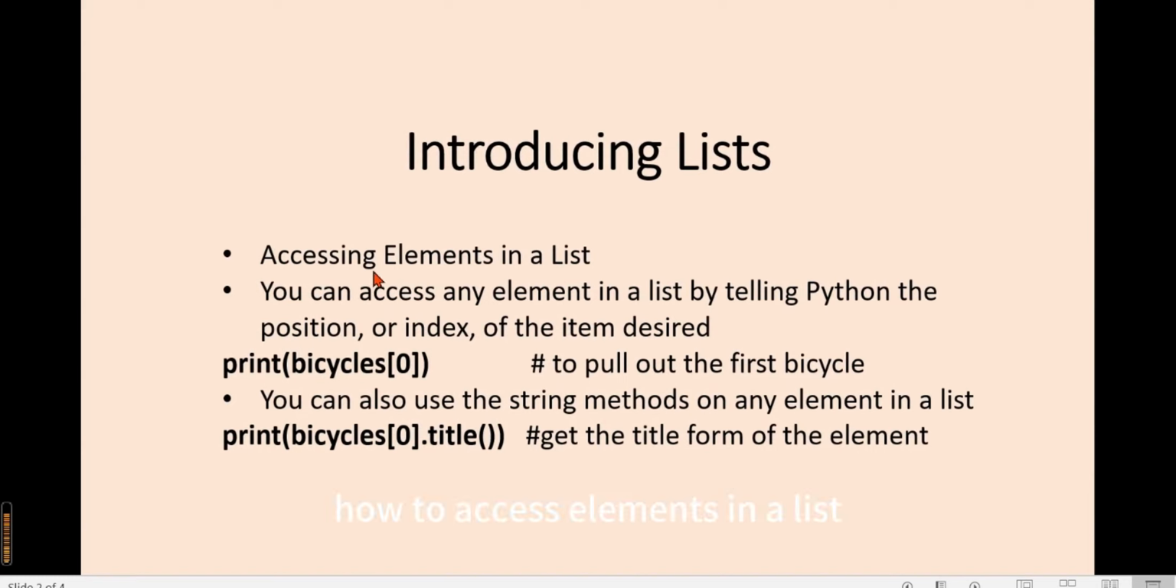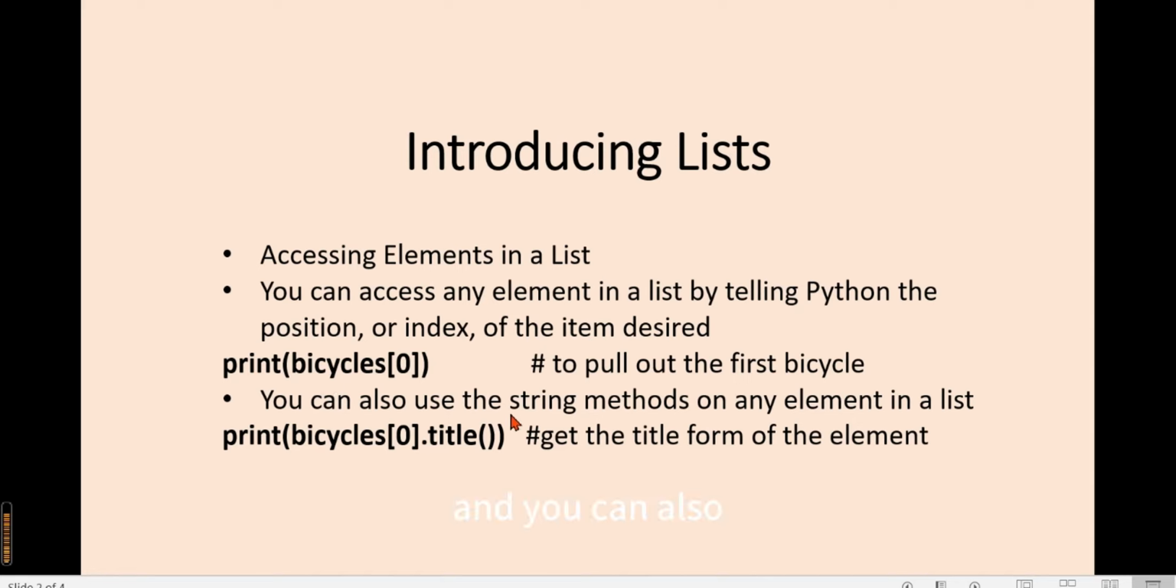How to access elements in a list? You can access any element in a list by telling Python the position or index of the item desired. For example, here we print the first element of the list we created.